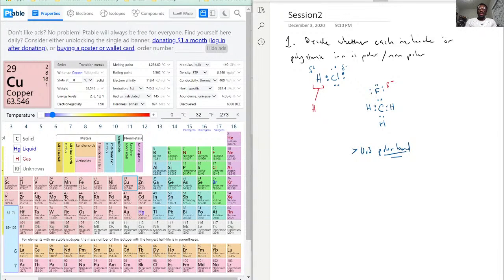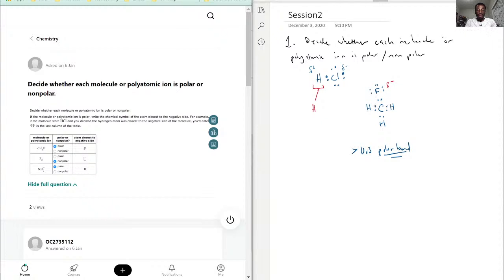Now, the second part of the question asks which is the atom close to it. Because of that, it would actually be carbon. Carbon will be the atom closest to the fluorine, because fluorine is the negative side. So the atom close to the negative side is the one attached to it, and that would be the carbon, not the hydrogens. So for the first box, CH3F, we have the first answer. It is indeed polar, and the atom close to it will actually be carbon.